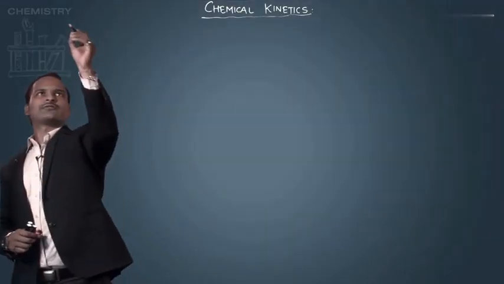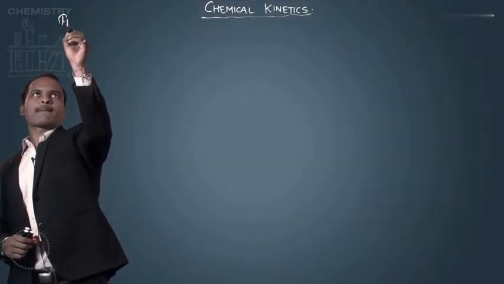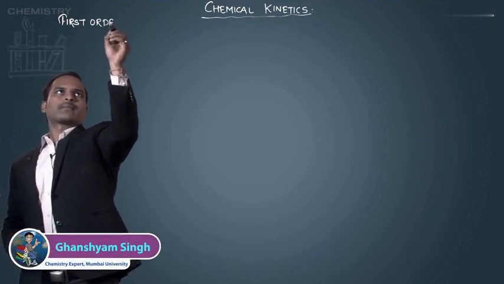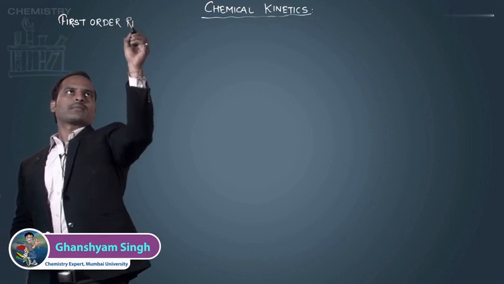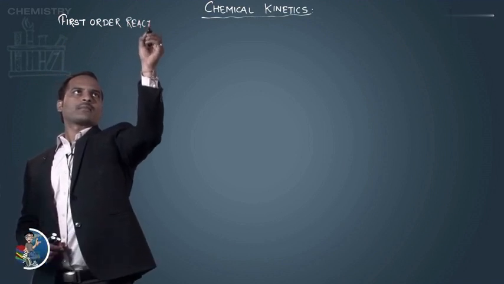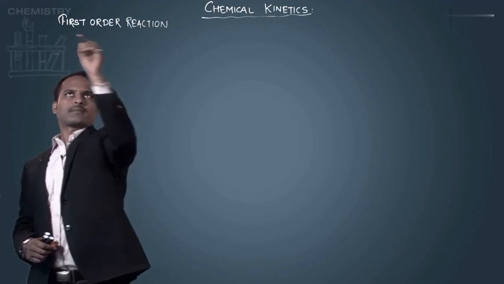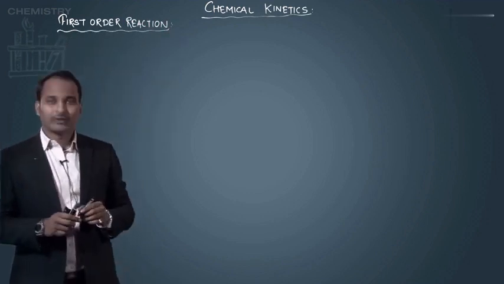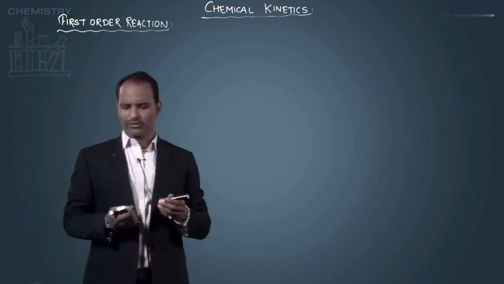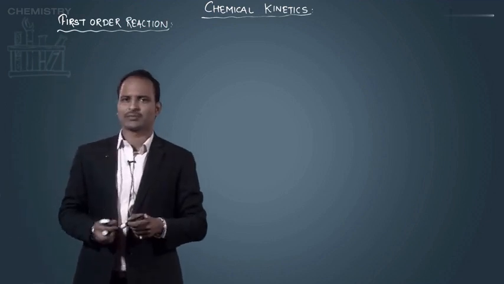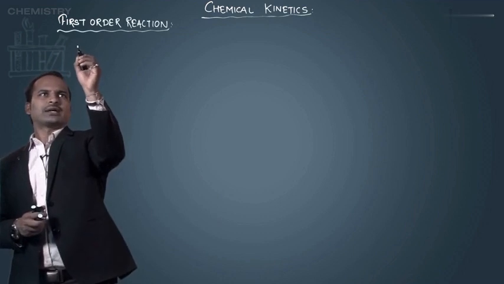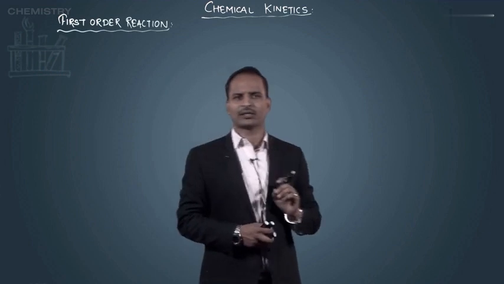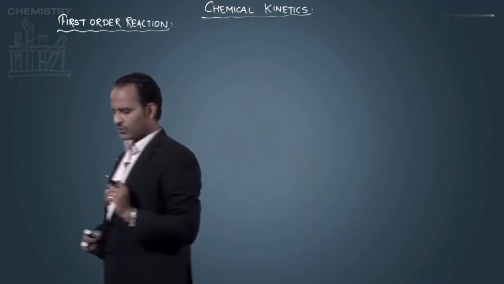Let's see the first order reaction. First order reaction, that is, order is equal to 1. Generally, what is a first order reaction? Simply, I will say it is a reaction in which the rate of reaction depends on a single reactant, and with the power 1, that also raised to power 1.